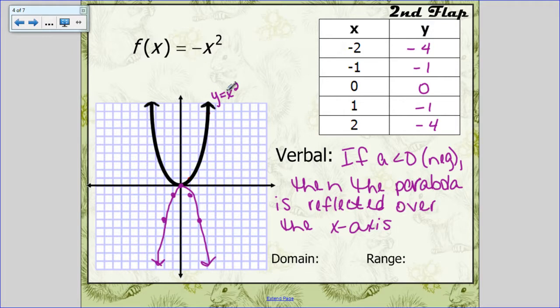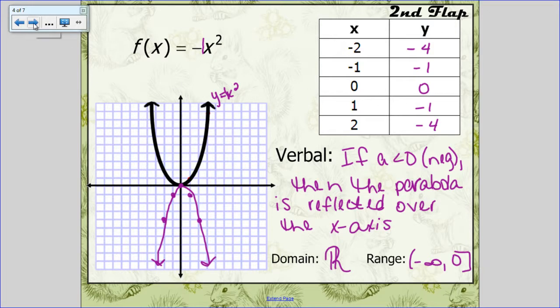The number in front of your parent function is a 1, and the number in front of this one is also a 1. So the number in front of the x squared is a 1 for both of them, so the width is no different. The negative is the only part that's different, and so that's how it got flipped over. It just reflects it. So my domain for the new one is all real numbers, and the range, since it opens down, goes from negative infinity up to 0.